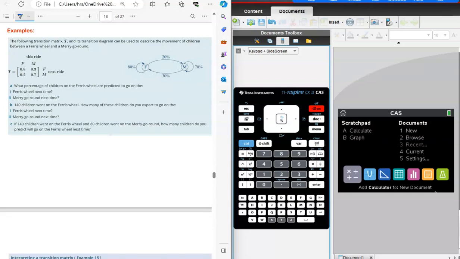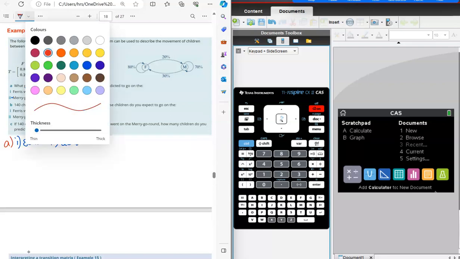All right, the following transition diagram can be used to describe movement of children between the Ferris wheel and the merry-go-round, and here we've got it. We'll just go through the questions. A firstly says, what percentage of children on the Ferris wheel are predicted to go to the Ferris wheel next time? What's Ferris to Ferris? If we look, yeah, good, 80%. If they're at the Ferris and they're going to go to the merry-go-round, what would that be? 20%. Good.